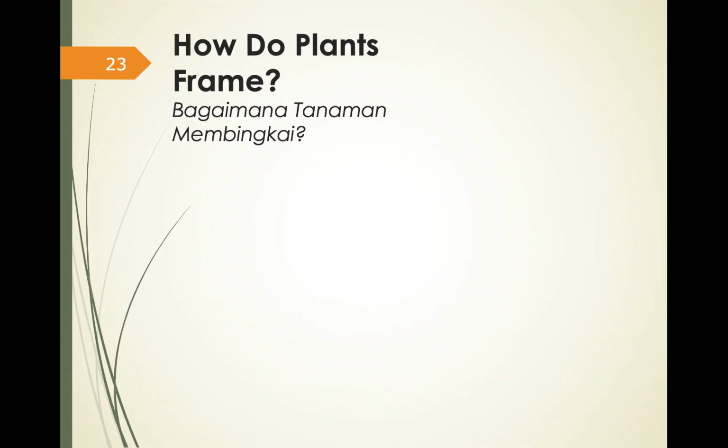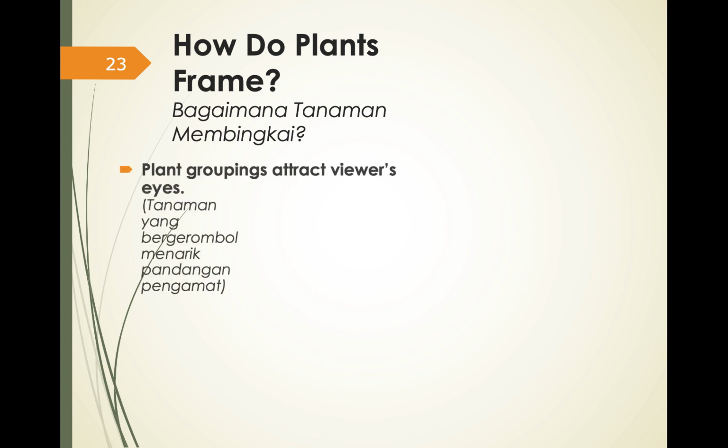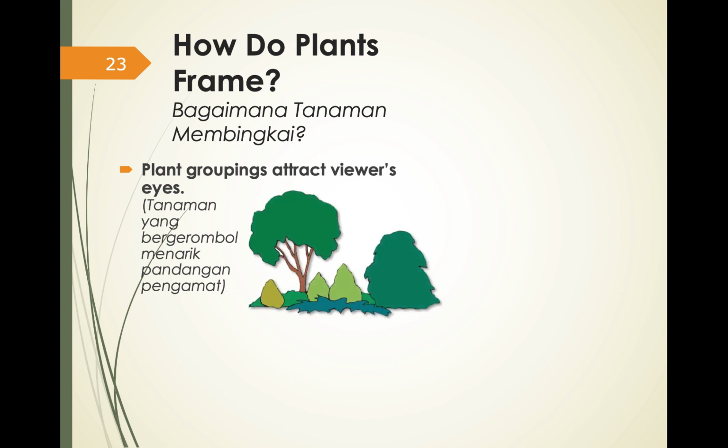The fourth role of plants is how plants frame. First, by plant grouping to attract viewers' eyes. For example, in Middle East Ring Road, grouping plants is used in the street boulevard and median to add value to Surabaya city.